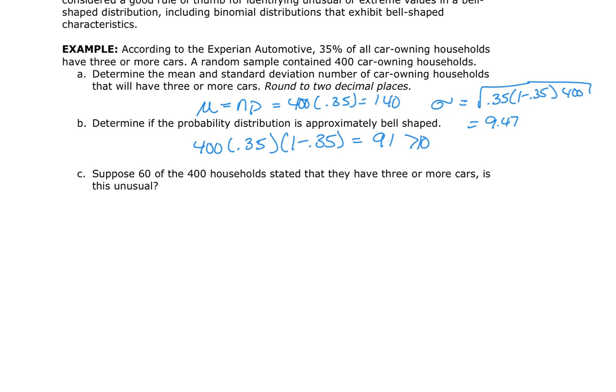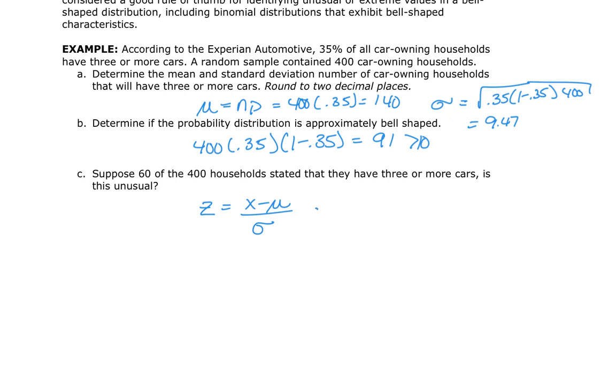Now, suppose 60 households of the 400 state that they have 3 or more cars. Is this considered unusual? To decide whether or not this is unusual, we're going to look at the z-score. The z-score, if you remember, is x minus mu divided by sigma. And we're using mu and sigma here, not s and x bar, because these are expected values.